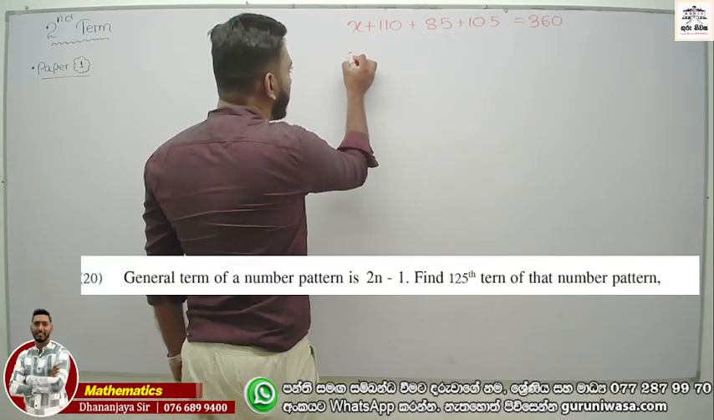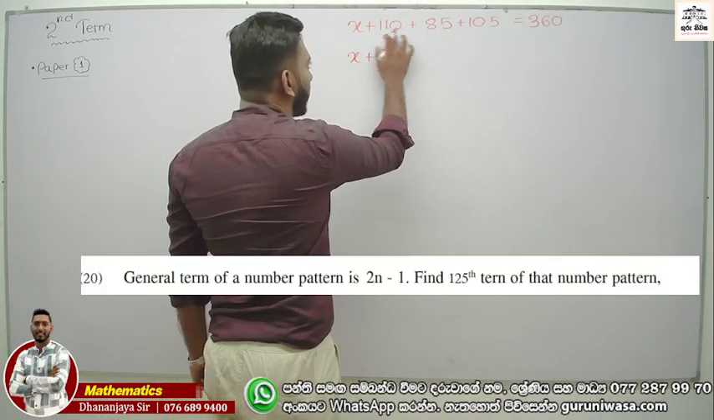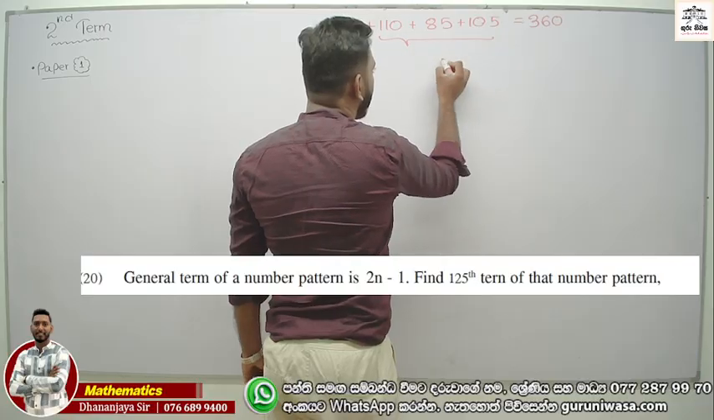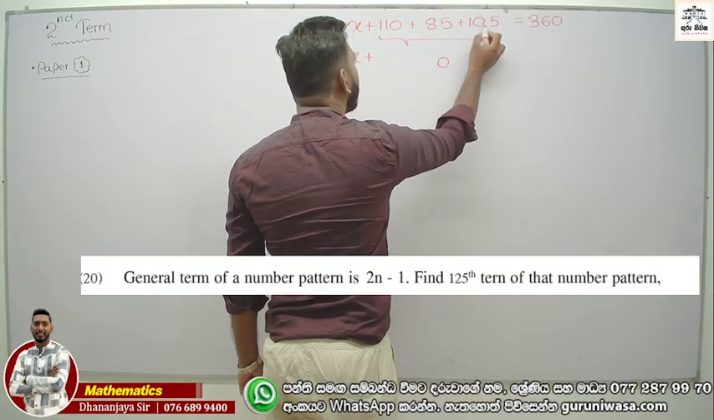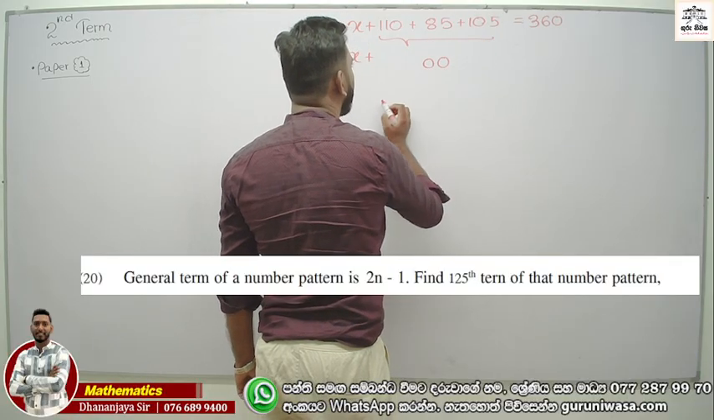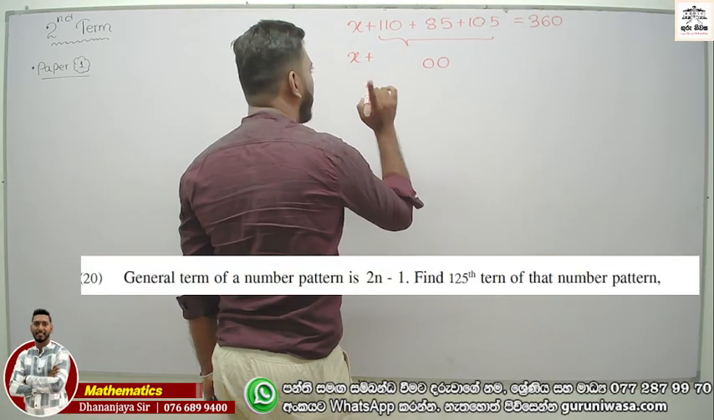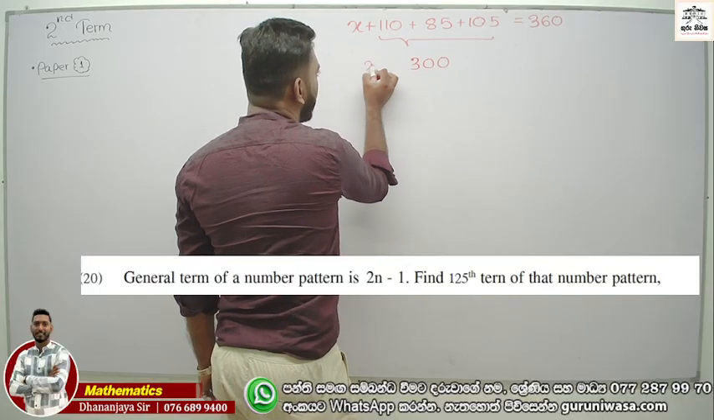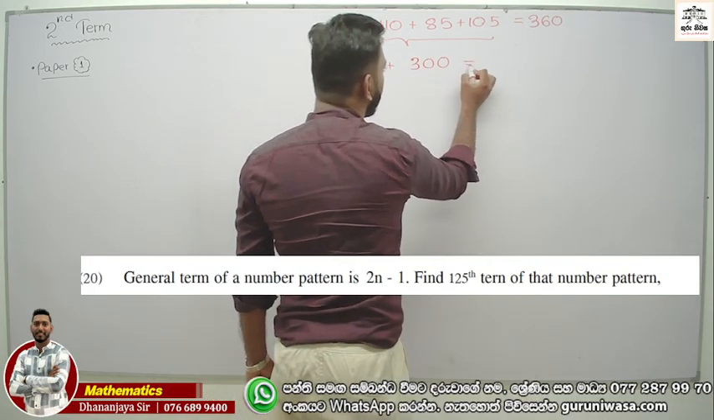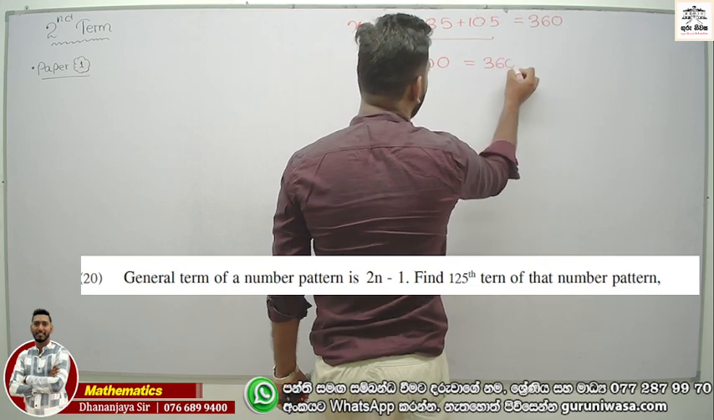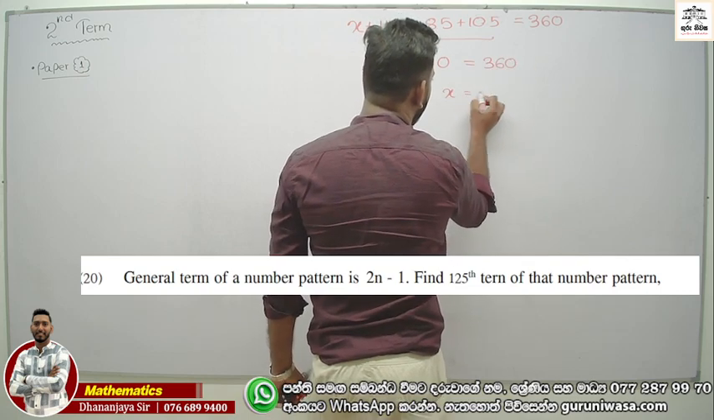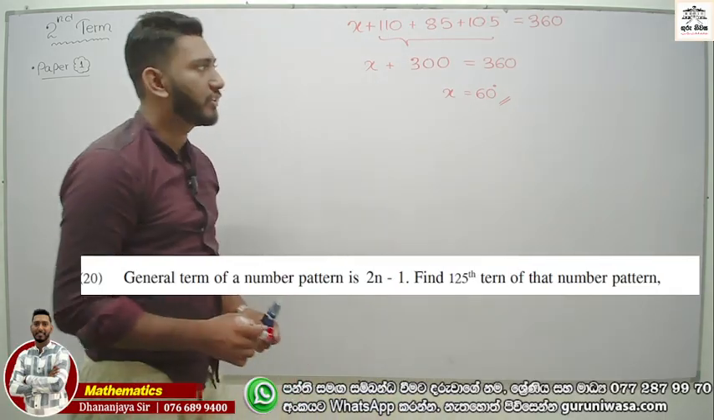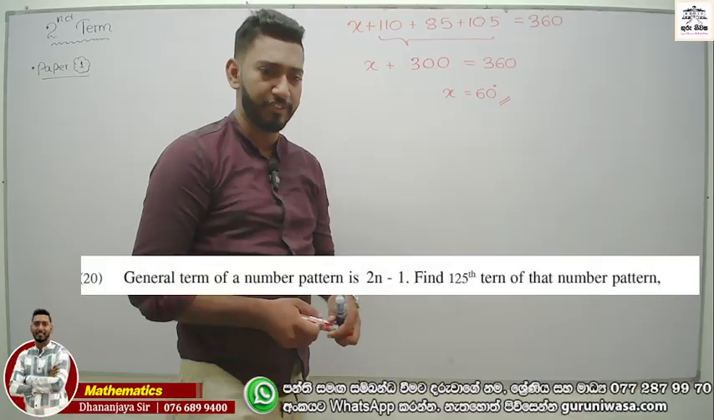And now we know x plus the sum of these 3 angles. Let's add them. 5 and 5 is 10, 0 and 1 remainder, 9 and 1 is 10, 1 remainder. Now it should be 300. Now x plus 300 is 360. So x should be 60 degrees, because 300 subtracted from 360.